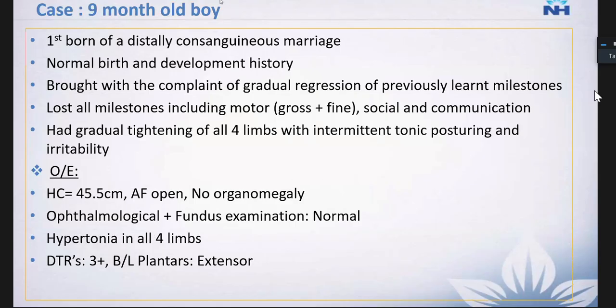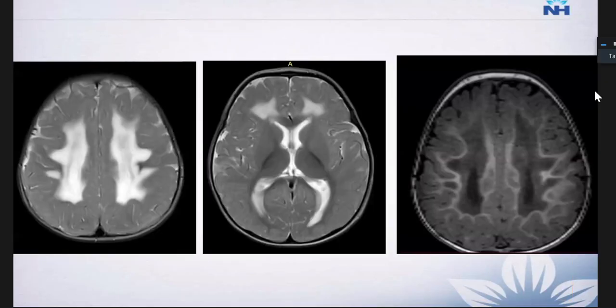So here is the child, a 9-month-old who had hypertonia and sudden regression of milestones. That indicates we are looking for some sort of underlying leukodystrophy giving rise to this regression of milestones. The MRI was done, and these are the MRI images.